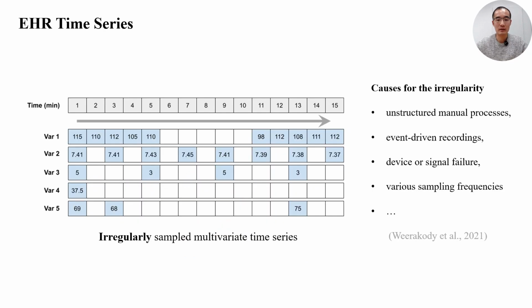EHR time series are in essence irregularly sampled multivariate time series. The irregularity is mainly caused by unstructured manual process, event-driven recordings, device failures, and different sampling frequencies among multiple variables.